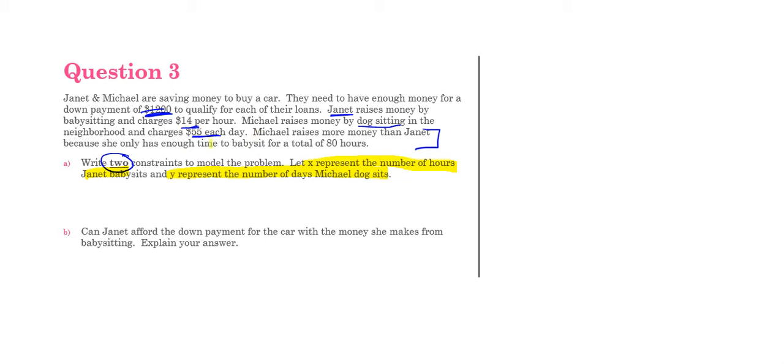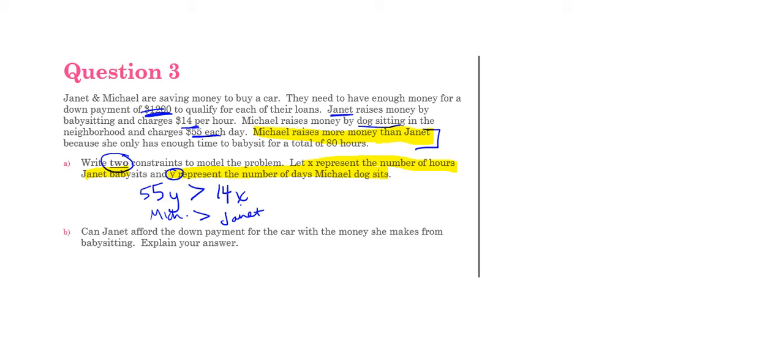So one thing that I know is that Janet raises money by charging $14 an hour, and Michael raises money by dog sitting. And I know that Michael raises more money than Janet. If Michael is charging $55 for every day and his days are represented by Y, and he raises more money than Janet does, and Janet charges $14 per hour, and X is the number of hours for her, then this could be one constraint. I know that Michael raises more money than Janet does. That's one way I can describe that.